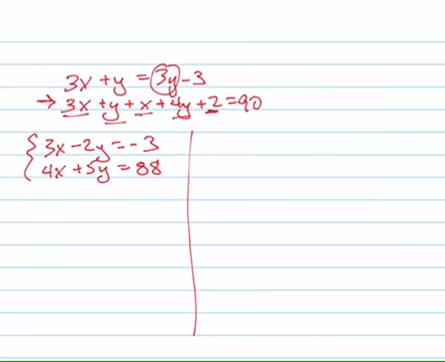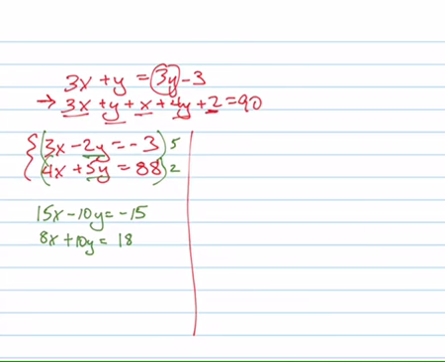Okay, so now that I have it in that form, I have to eliminate either the x or the y. So what I'll do for this one is, since the y's already are positive and negative, I'm going to multiply that entire top equation by 5 and the entire bottom equation by 2. So that my new equations will be 15x minus 10y equals negative 15, right? And 8x plus 10y equals 176.